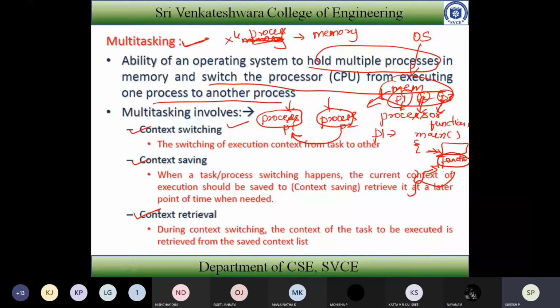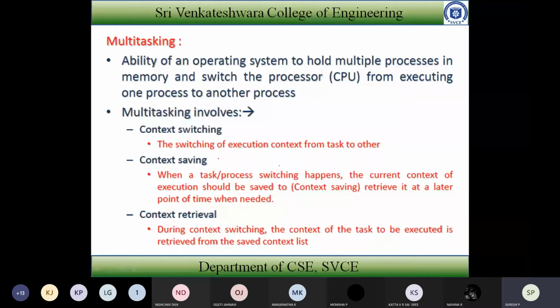Next is context saving. So what you have to do? Whenever the context switch is going to happen, whenever you switch the execution of context from one task to another task, as I told you, when the task or process switch happens, the current context of the running process should be saved first. The current context of the execution should be saved, and when it comes back, it has to be retrieved at a later point of time when it is needed. That is context saving.